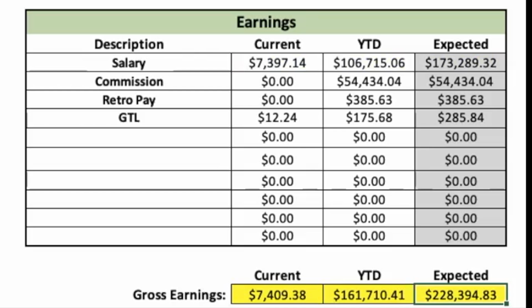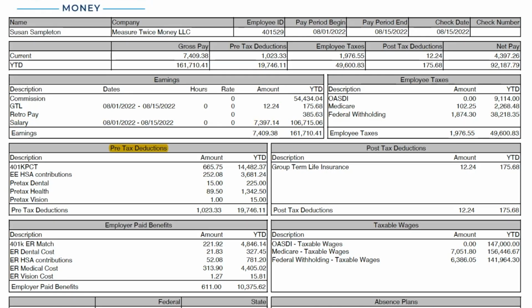This calculator is fully unlocked for any changes you need to make to the gray expected column, but please be careful since it will affect other formulas. Moving on to the pre-tax deductions, we need to further split them into pre-FICA and pre-income tax. These employee HSA contributions, dental, health, and vision deductions are excluded from income tax and employment tax, Social Security, and Medicare, as mentioned in our previous lesson.